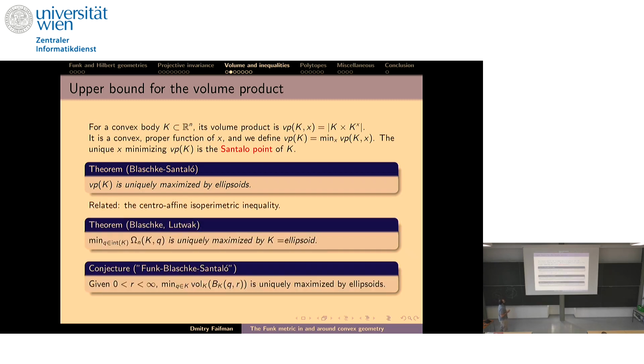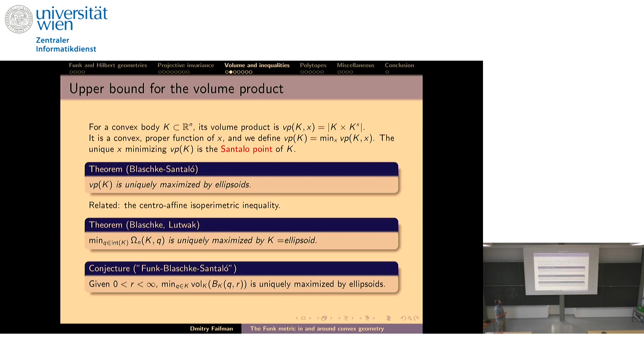The volume product in convex geometry, for our purposes, let's define it as follows. We will be looking at polar with respect to the point x in the interior, and then we will be minimizing over all such x's. It's well known that there is a unique point which minimizes. It's called the Santalo point of k. So a famous theorem is that this volume product, thusly defined, is uniquely maximized by ellipsoids.